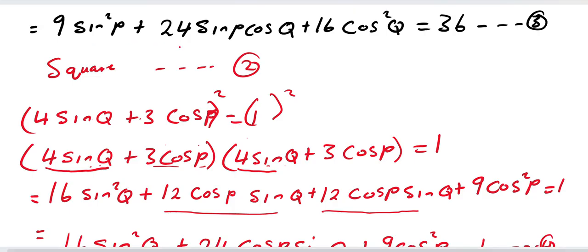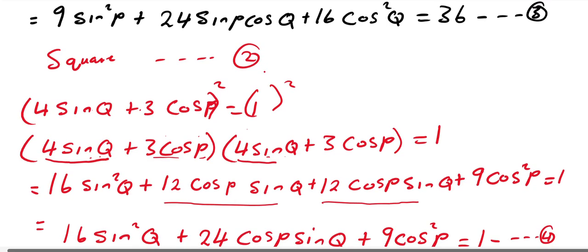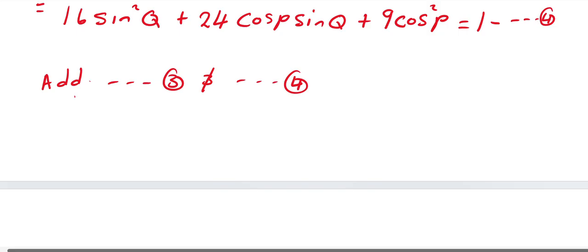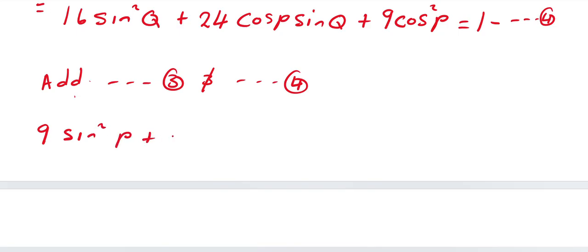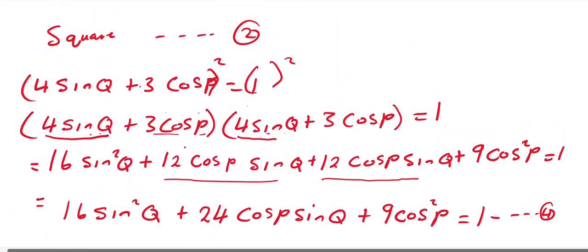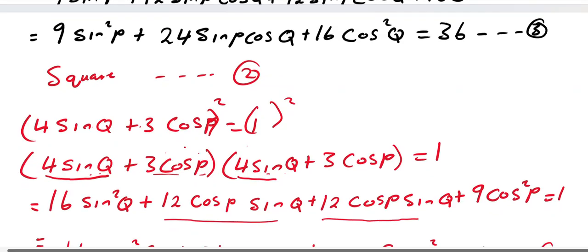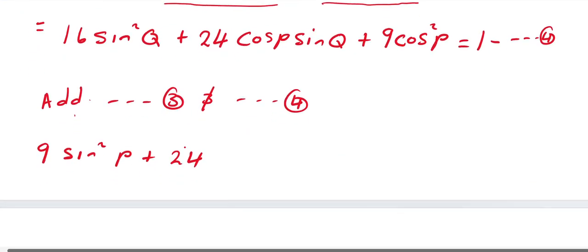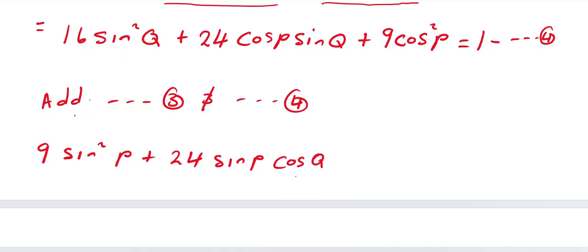9 sine squared p plus 24 sine p cos q, plus 16 cos squared q is equal to 36. Do you get me?